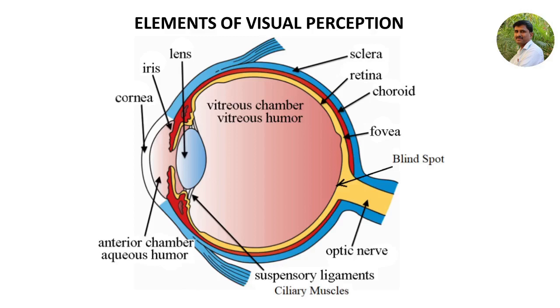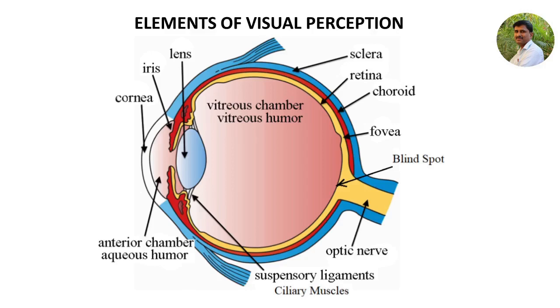The intermediate layer is shown in red color. It is divided into two parts. In the anterior, it is called iris, and in the posterior region, it is called choroid. The function of choroid is to supply nutrition to the eye. The internal layer is formed by the retina. The retina contains discrete light receptors called rods and cones. These rods and cones convert the light into electrical energy, and this electrical energy is transmitted to the brain through optic nerve.